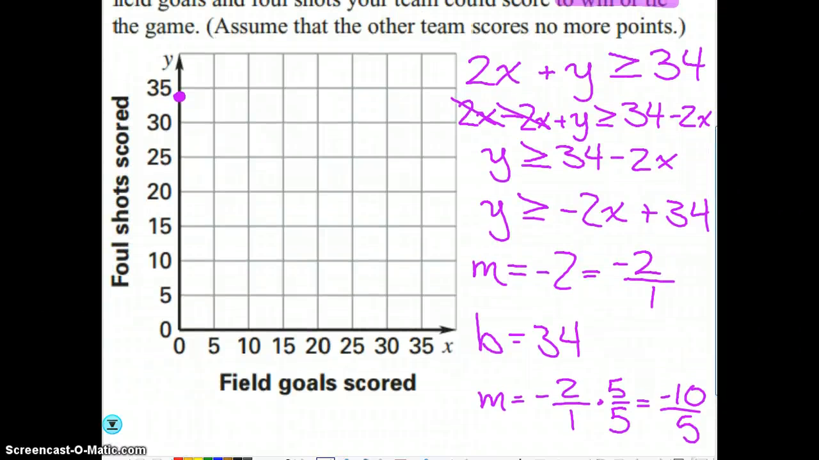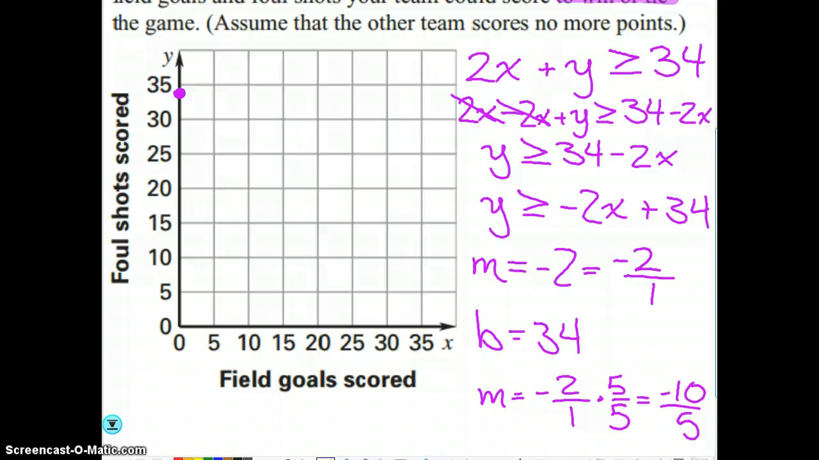Excellent. And so if I know that going down 10 and right 5 is the same as going down 2 and to the right 1, if I'm at 34 and I go down 10, where am I now? 24. So again, I'm just under that 25. But it also needs to go to the right. How many? 5. Yeah, right here. Right on that line for 5. And you do it over and over. And I could do that again. I can go down 10 again and to the right 5.